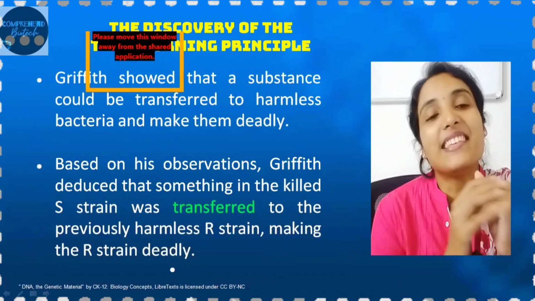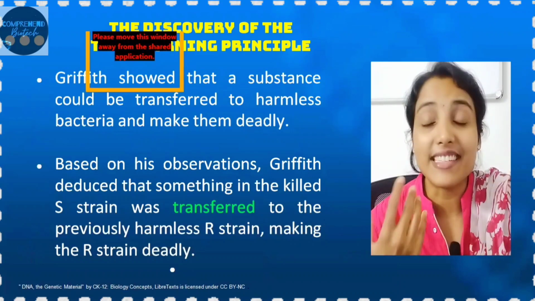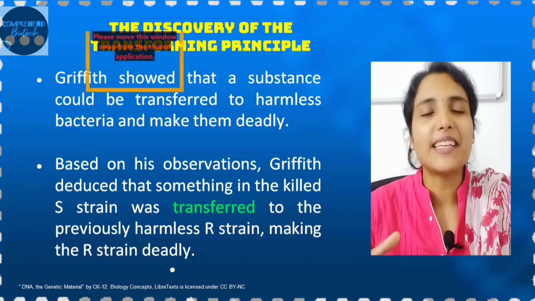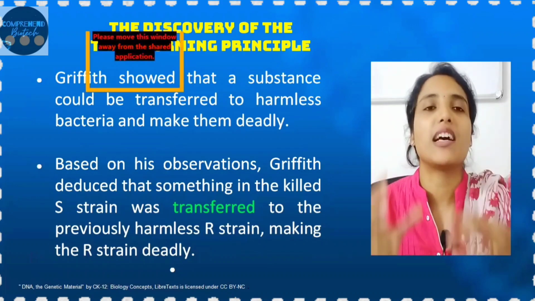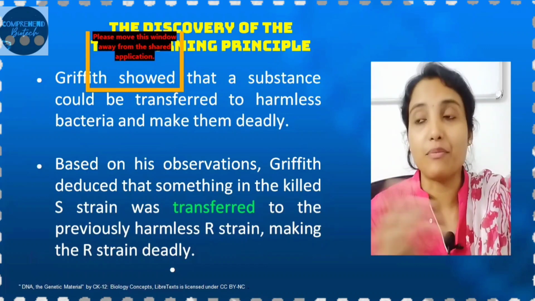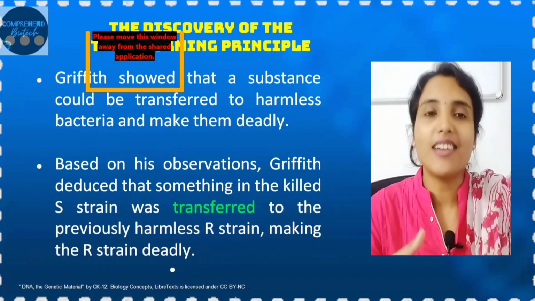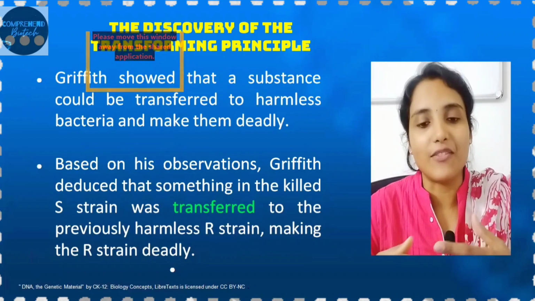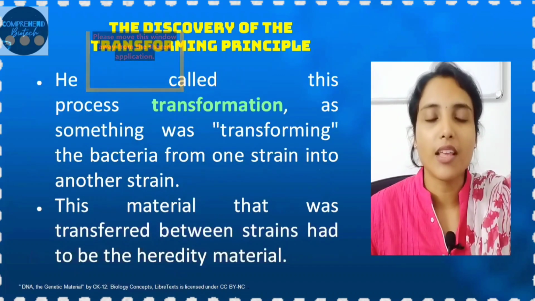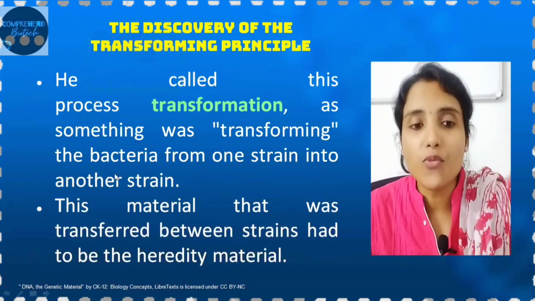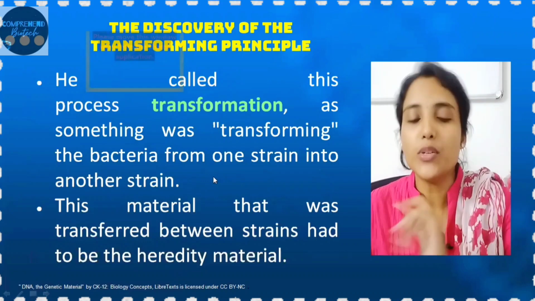So that was Griffith's experiment on discovering the transforming principle. Basically, in Griffith's experiment, he noticed that something was transferred from the S strain, or the virulent strain, into the R strain. Something was transferred, which made the R strain virulent, and it killed the mice. So that was an amazing discovery, right?